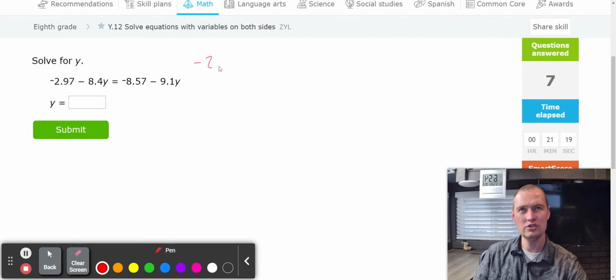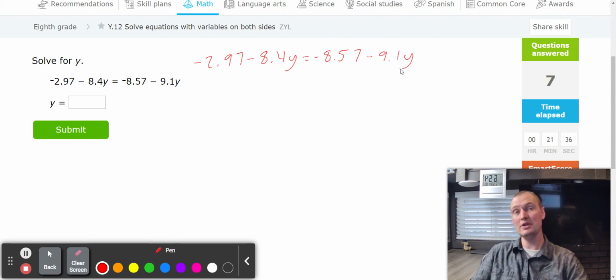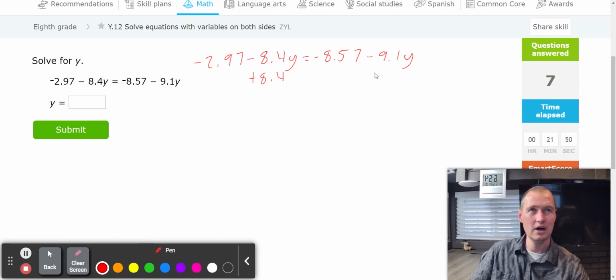We got 297 minus 8.4y equals negative 8.57 minus 9.1y. The same thing we've been doing the whole time, but now we just got decimals. So let's start with this 8.4y. I'm just going to add 8.4. Again, it's the same exact steps as before, but now we just got decimals.